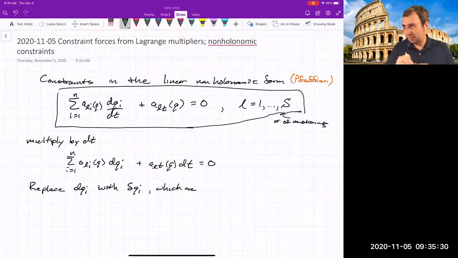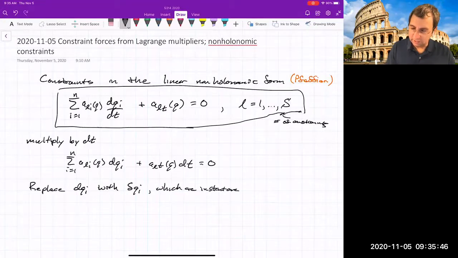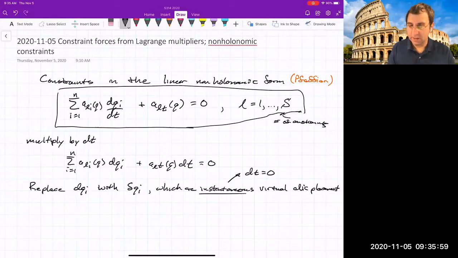And remember, this idea of instantaneous virtual displacements is sort of a mathematical tool we use to get at the equations of motion. It was a fundamental part of D'Alembert's principle. And I may not have said it then, but they are considered instantaneous. And it's important that they're instantaneous. Instantaneous means that dt equals 0. So this part of the constraint won't play an important role, at least in what we'll do next.